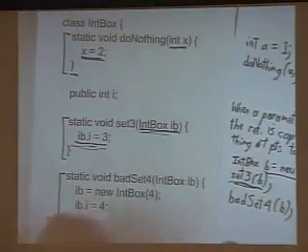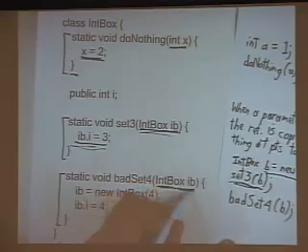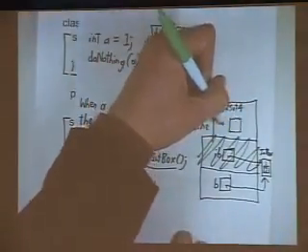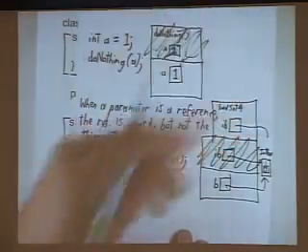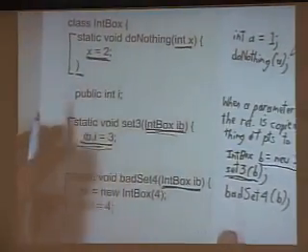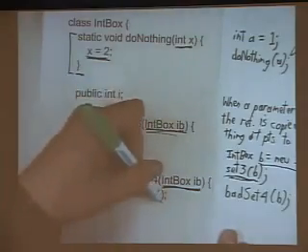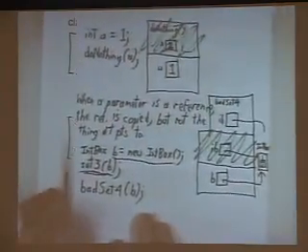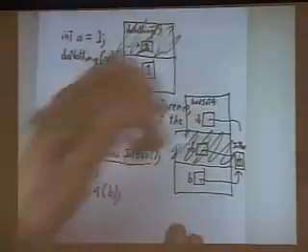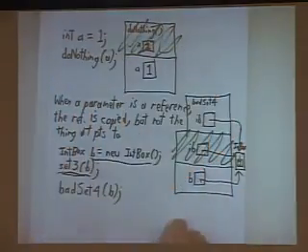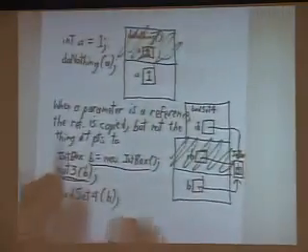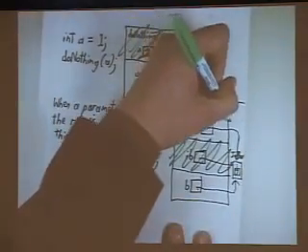And badSet4, just like set3, has this parameter called ib, which points to the object, except it doesn't point to the object because we did something different. The first thing we do is we change ib by creating a new intBox. So ib did point here, but the first line of code changes ib by creating a brand new intBox that contains a 4.